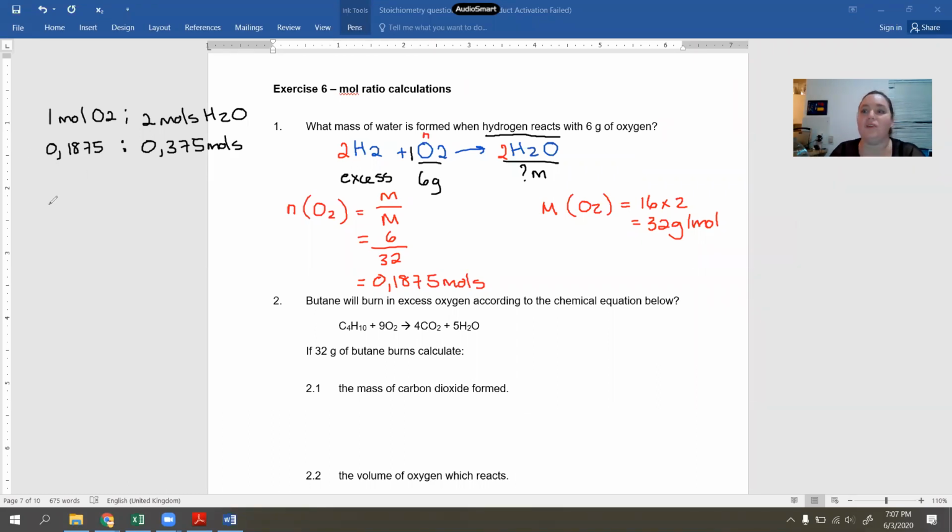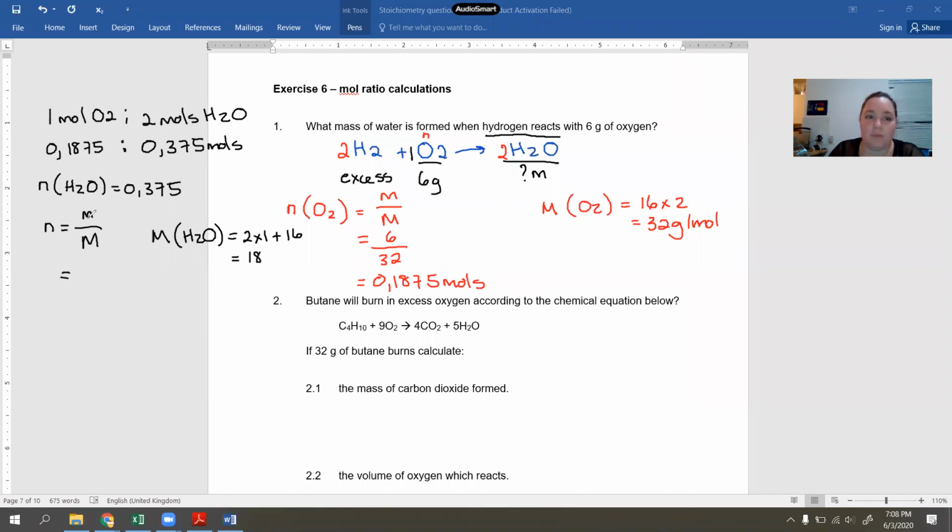All right. So if we continue from here, I can say that the number of moles of water is 0.375. And then the question was, what is the mass? So I'm still going to use this equation that n is equal to little m over big M. The molar mass of water is the mass of hydrogen, which is 1, plus the mass of oxygen, which is 16. So it's 2 times 1 plus 16 gives me 18 grams per mole.